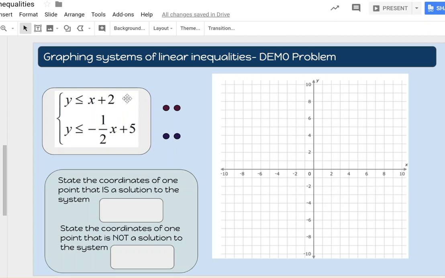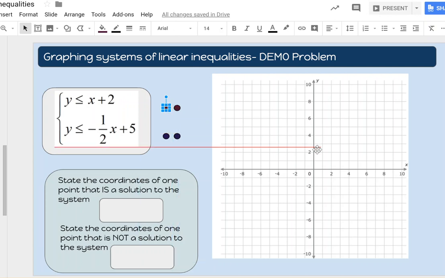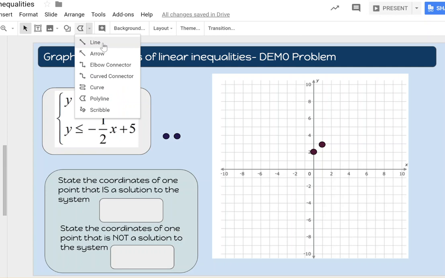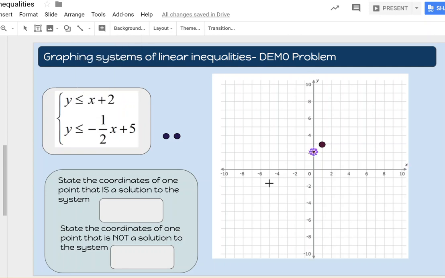Okay, so if I'm looking at my first inequality, y is less than or equal to x plus 2, that's in slope-intercept form. So I'm going to start with the y-intercept of 2, and I have a slope of 1, so I'm rising 1 and running 1. Rising 1, running 1. I could continue that if I wanted to. And again, I'm going to check to see if it's a solid or a dashed line. Because it's or equal to, it's a solid line.